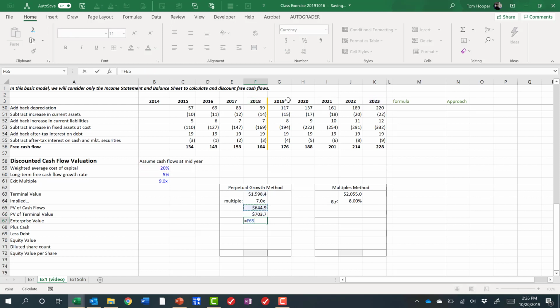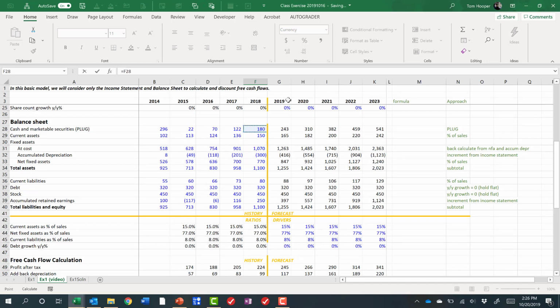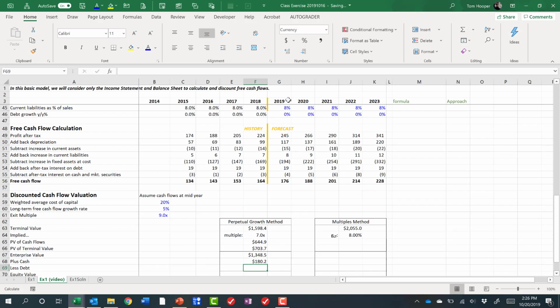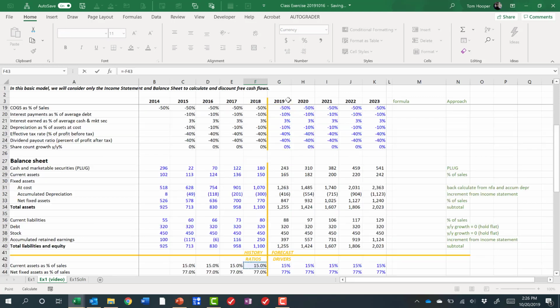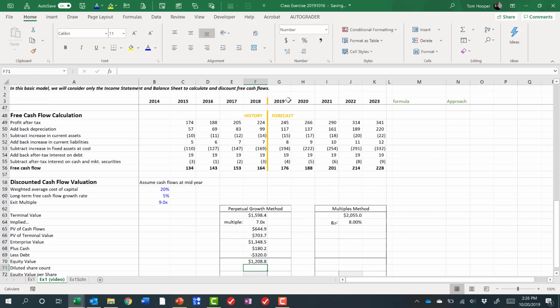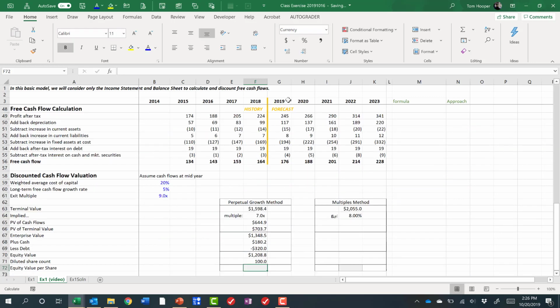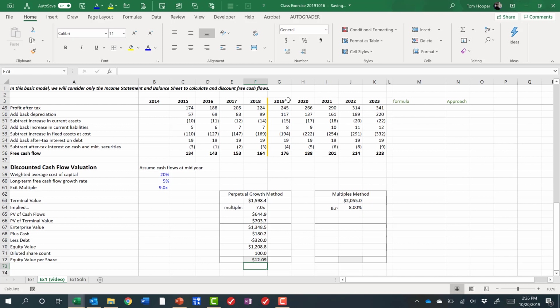And then the enterprise value is the cash flows plus the terminal value on a present value basis. We'll add in the cash at the end of this current year of 180 and subtract out the debt of 320, for an equity value of 1208. And if we divide that by the share count, we get 1209 per share.